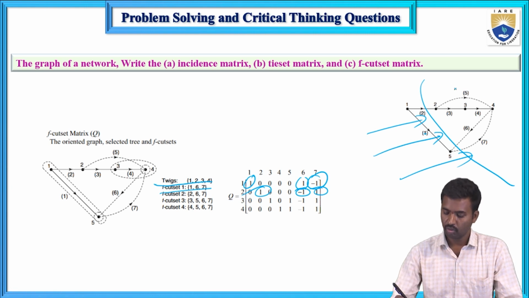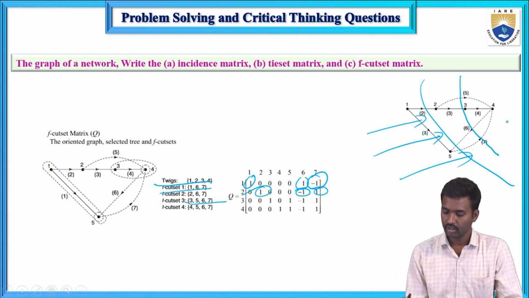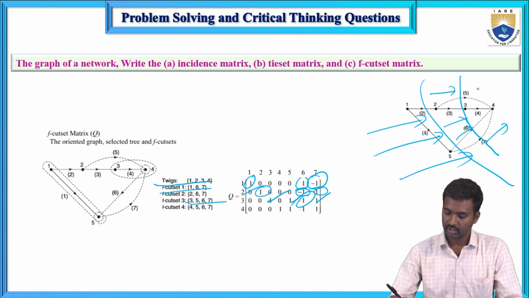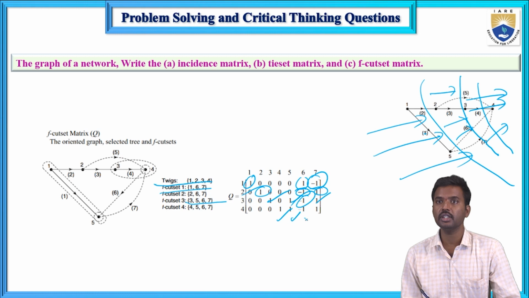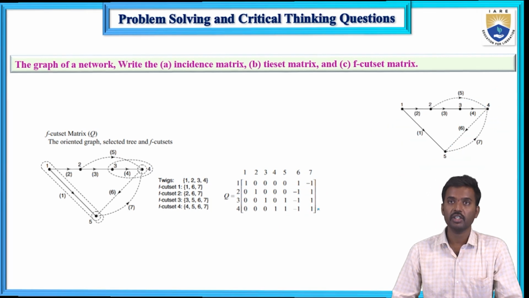Next, the third one: 3, 5, 6, 7. So here the 3 branch direction is in this direction, 5 is in the same direction, 6 is in the opposite direction, and 7 is in the same direction. This is minus. And next, for the fourth one, the 5 direction is the same, and the 4th direction is the same, and the 6th direction is minus, the opposite direction, and the 7th is in the same direction. This is F-cut set 1.